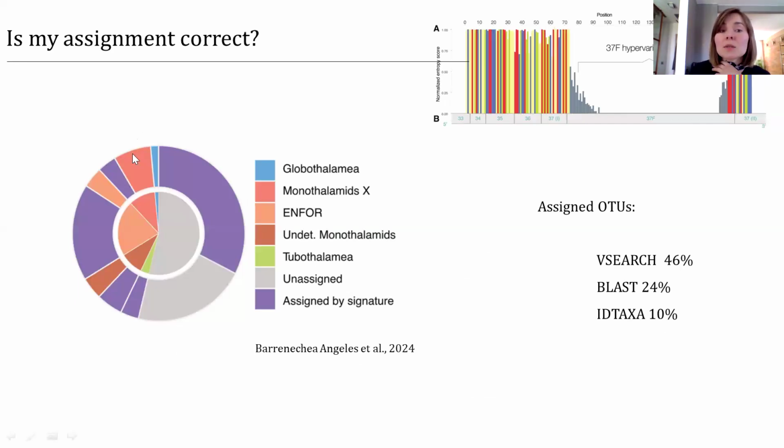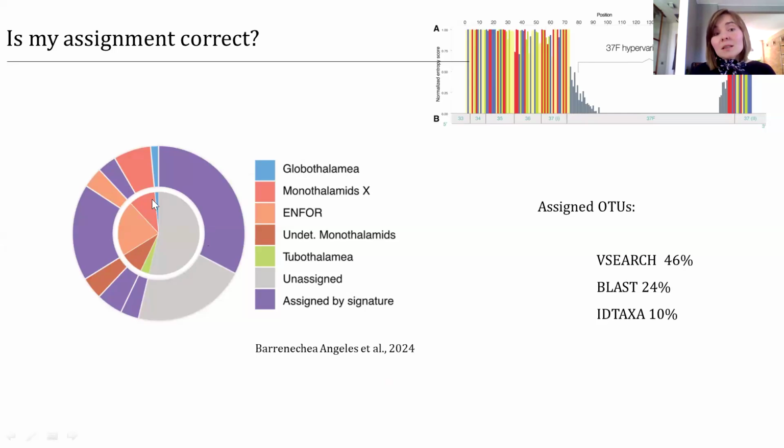And here you see the effects of using a different approach, because in this study the authors designed so-called signatures. They searched for the genetic signature of each foram group. And based on these signatures, they can increase the number of assigned sequences very considerably.